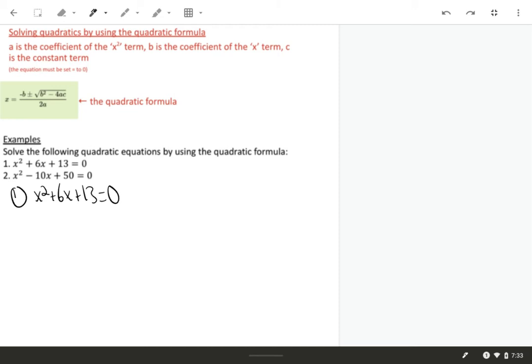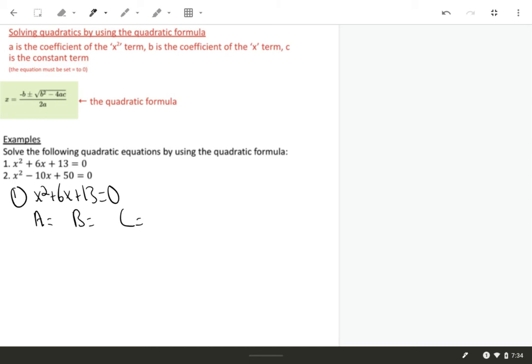So let's take a look at number 1. x squared plus 6x plus 13 equals 0. Again, when I use the quadratic formula, I always like to first identify what my A, B, and C are going to be. So up in our notes, it says A is the coefficient of the x squared term, B is the coefficient of the x term, and C is the constant term.